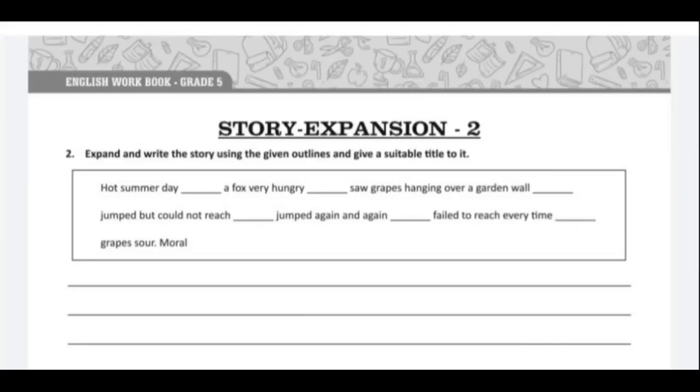Story expansion 2 is also given on page number 75. You need to expand the outlines that are given to you and you need to develop an interesting story. It's about a hungry fox. This is also a very common story that we have been listening to since our childhood. So practice writing this. I'll also be attaching the Google Sheet wherein I'll give the ideas related to this story as well. You can take help from that and you can just create your own story.